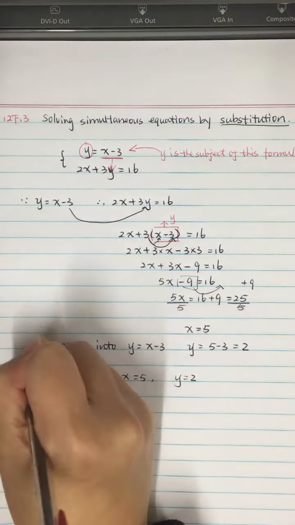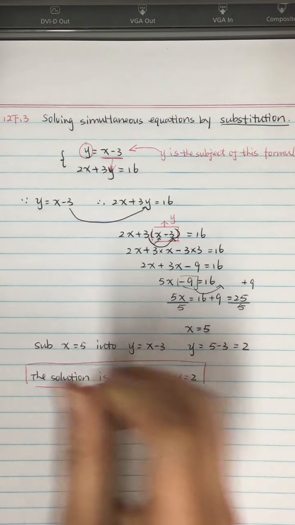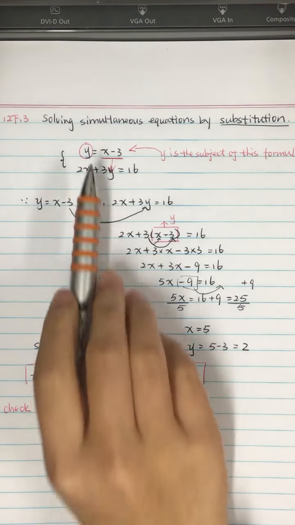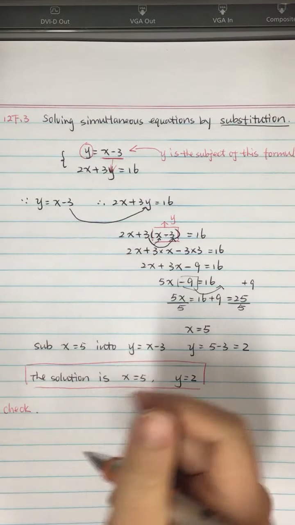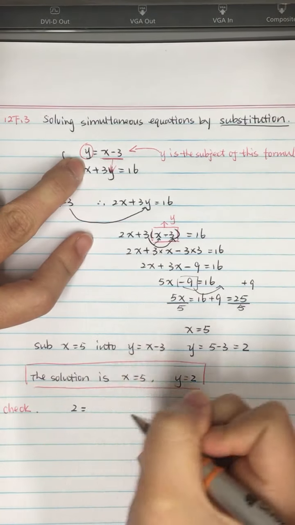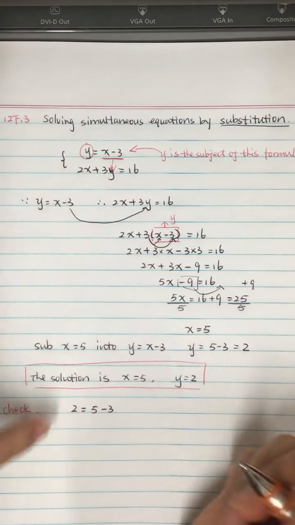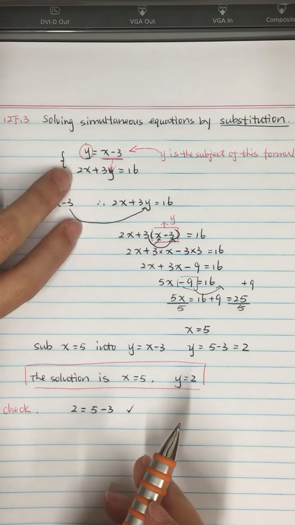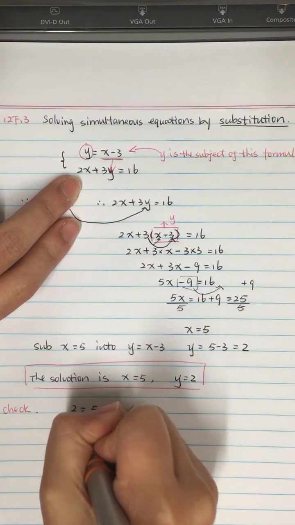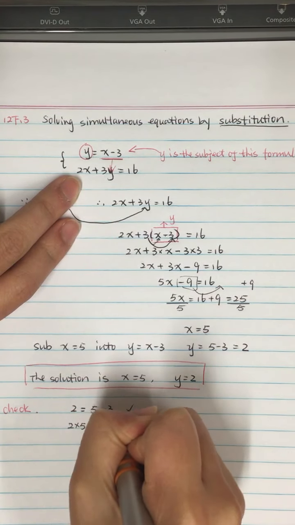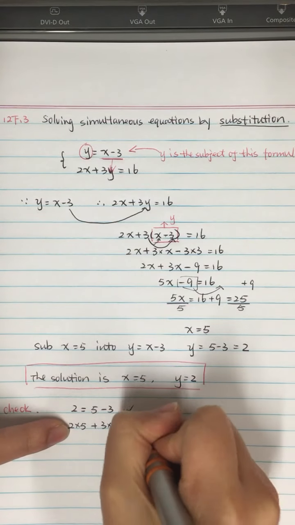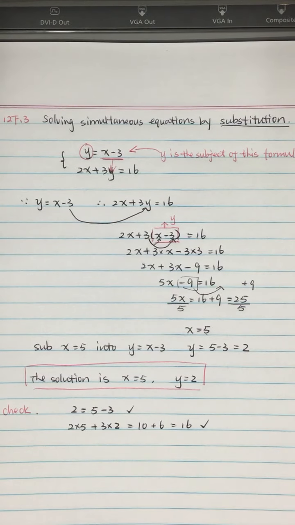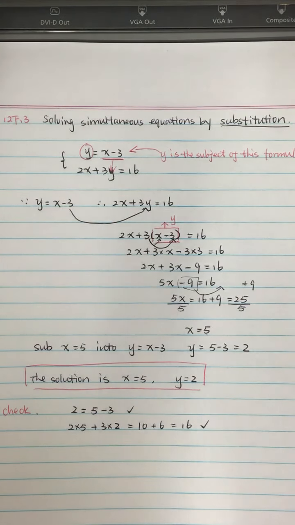We got our solution. We actually can do a check for our answer. Firstly, if y is equal to 2, then x is equal to 3 take 5. Sorry, 5 take 3 does equal 2. So the first equation suits. The second one is x equal to 5, so we have 2 times 5 plus 3 times 2 equals 10 plus 6. It does equal 16. So it suits our second equation. That means our solution is correct.